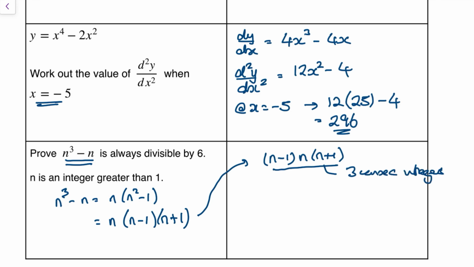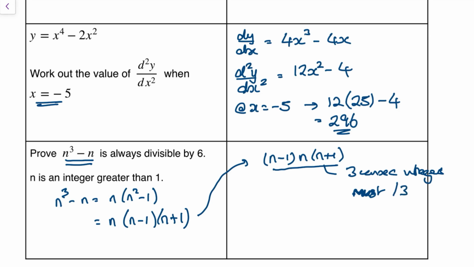So if you think about anywhere on a number line, pick any random number, 211, 212, 213. It is impossible for one of these numbers not to divide by 3. So in other words, if you have 3 consecutive numbers, one must divide by 3. So therefore it must divide by 3.